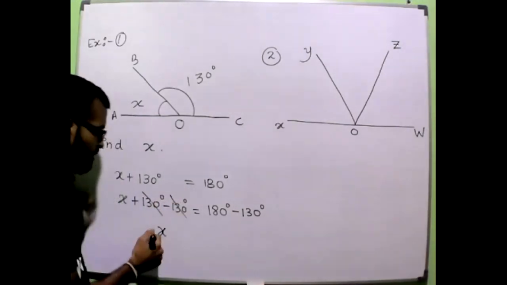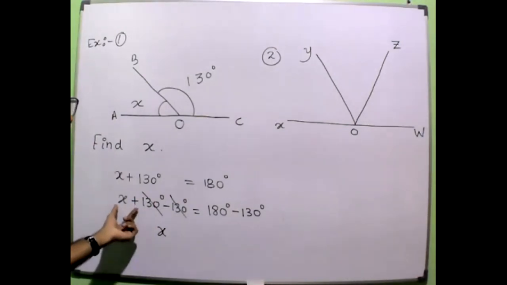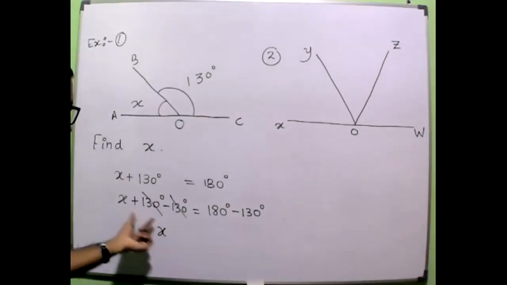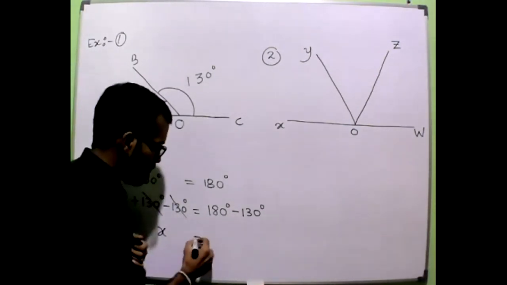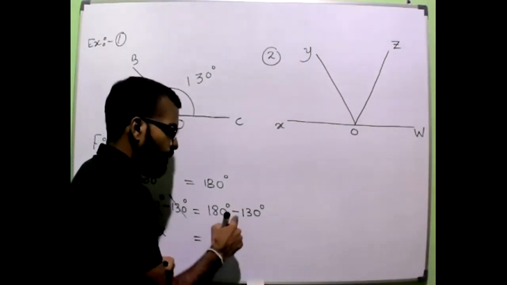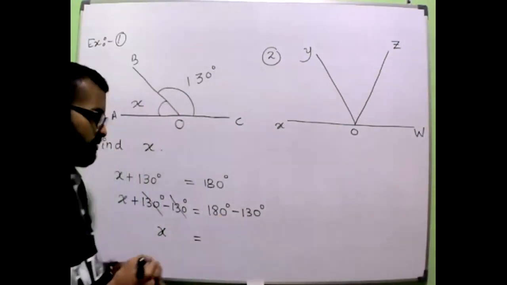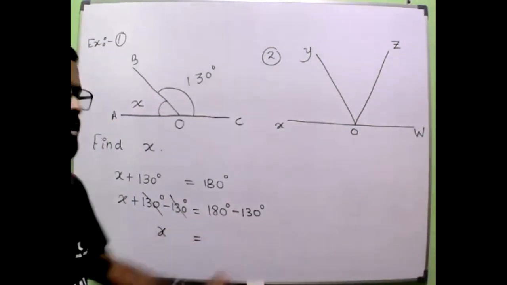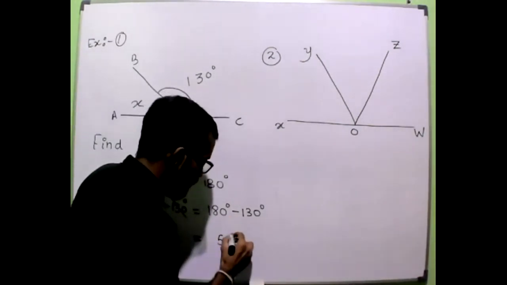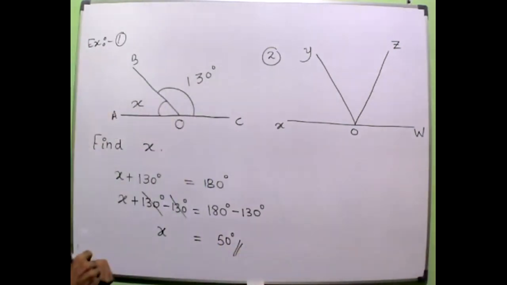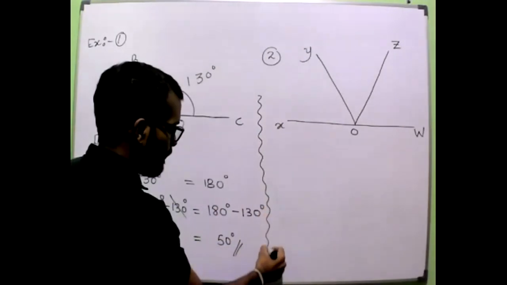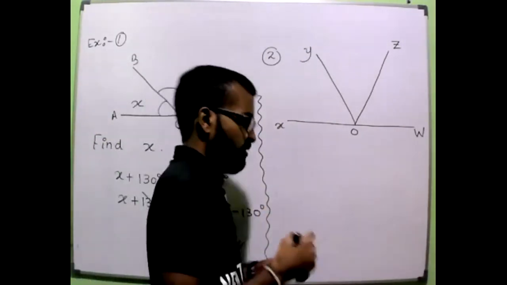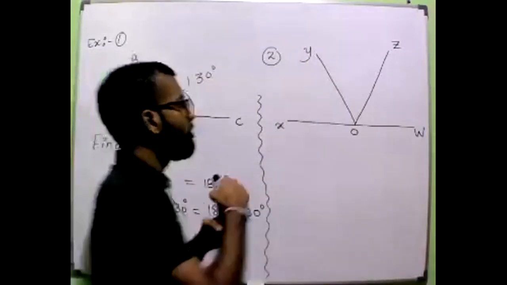So now in your left hand side, you can find only x. In your left hand side, you can find only x equals 180 minus 130. It is 50 degrees. So the value of x is 50, right? So this is how we are going to find the x. And now I will do another one, right?